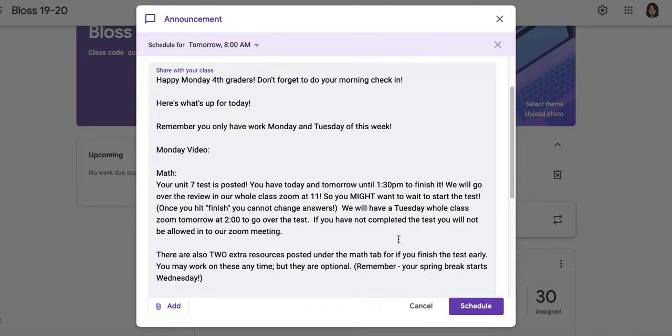All right, so first thing you need to do today is math. Unless you're waiting for our Zoom to see the math review, otherwise get started on your math test.